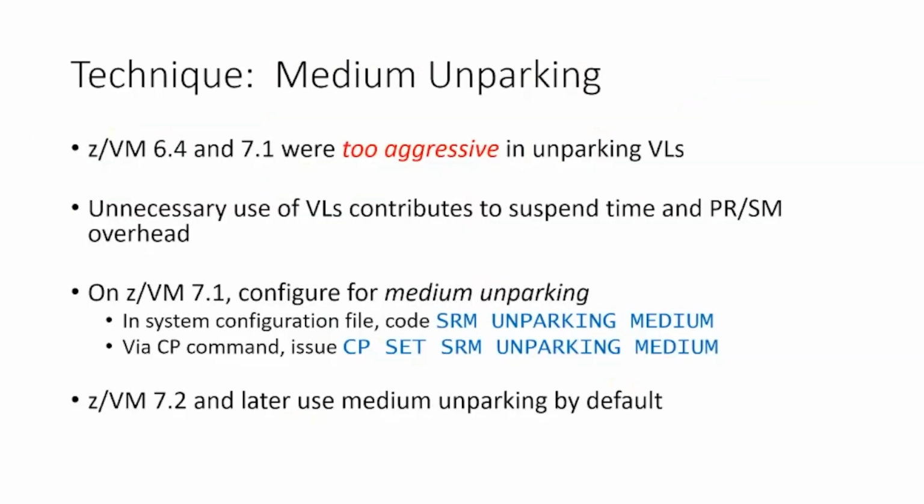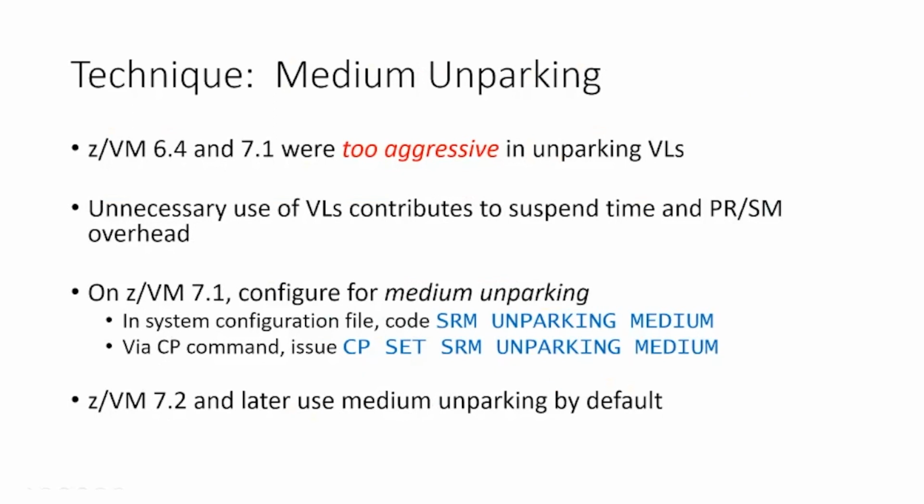Another technique: if you're on prior to 7.2, if you're on 7.1 or 6.4 or what have you, those releases were too aggressive in unparking vertical lows. And excessive use of vertical lows contributes to suspend time, which we've seen is bad in a number of ways. So if you are on 7.1 or earlier, this chart should probably say earlier, I want you to go configure to use medium unparking. Medium unparking does not use vertical lows if it doesn't have to. So in other words, if the workload will fit on your entitled cores, CP will shut off the vertical lows. And this is the configuration knob you want to use.